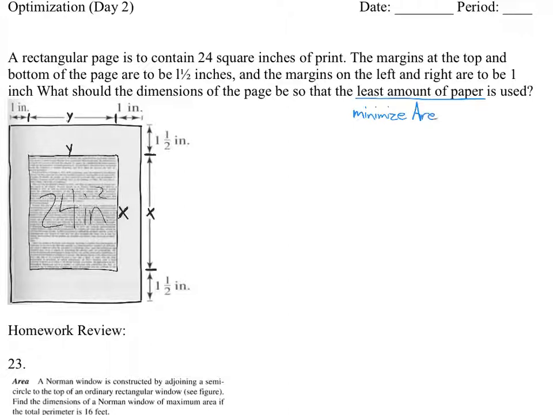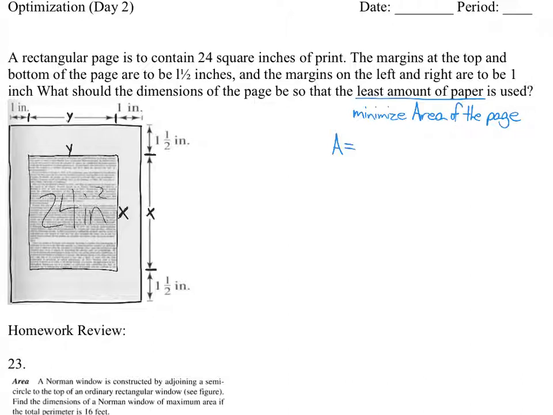Now, we know the text has to take up 24 square inches. You can look at this by just looking at a function that represents the white space. And if you minimize that, it will minimize the entire page. But you can look at the page as a whole as well. But this is important to recognize because that's going to tell us what function we're working with. It's the area of the page.